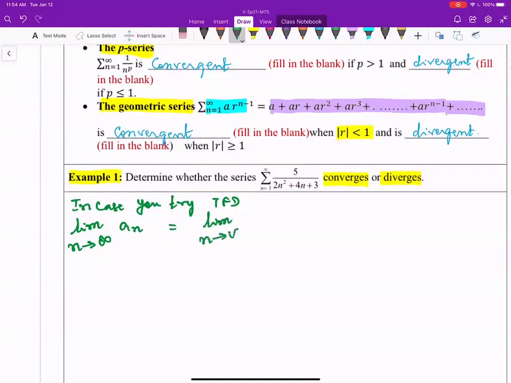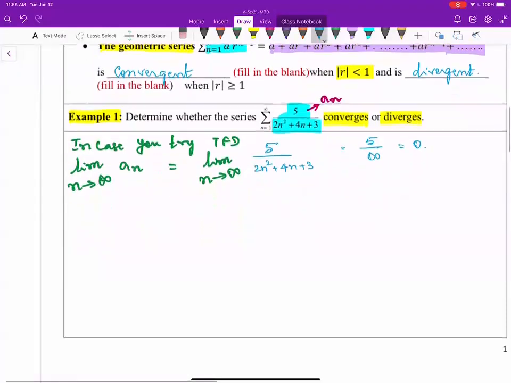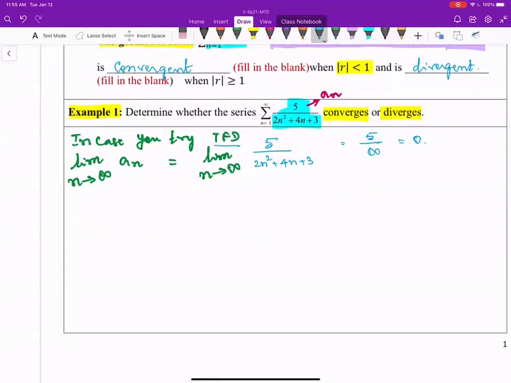Limit as n approaching infinity. The nth term is this expression without the sigma. That is the nth term, a sub n. So it is 5 divided by 2n squared plus 4n plus 3. So it is 5 divided by something very large, which is equal to 0. So if the limit of the nth term is equal to 0, the test is inconclusive. So the test for divergence fails actually. The test for divergence is inconclusive.